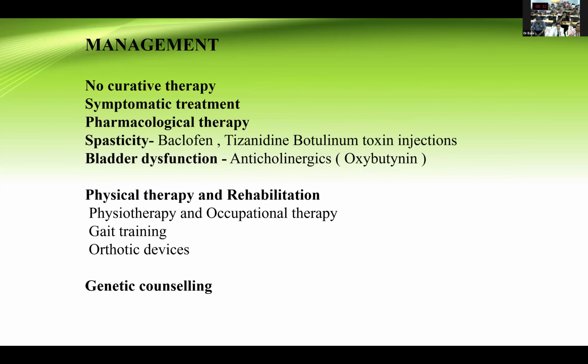So the management: there is no curative therapy. Symptomatic treatment can be given. For spasticity, baclofen can be given, and tizanidine or botulinum injections can be given. For bladder dysfunction, anticholinergics like oxybutynin can be given. Coming to physical therapy and rehabilitation, physiotherapy and occupational therapy, gait training, and orthostatic devices can be used. Genetic counseling for future pregnancies has to be done.